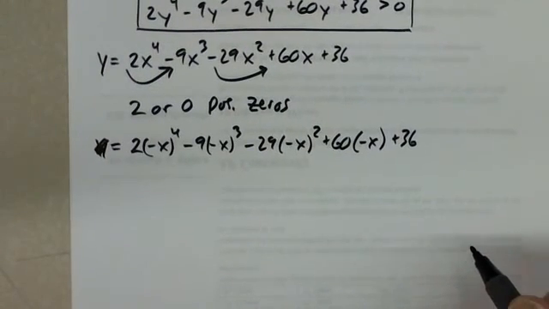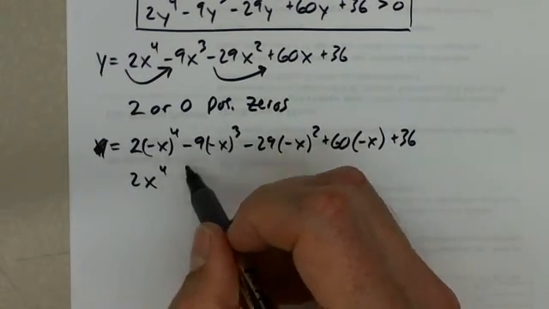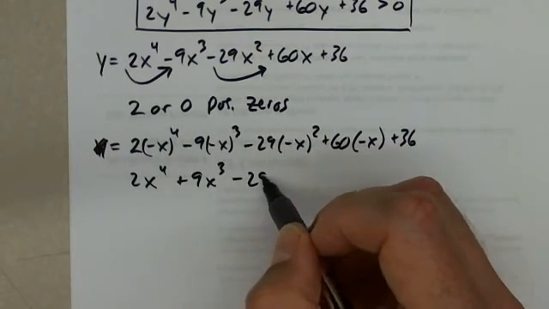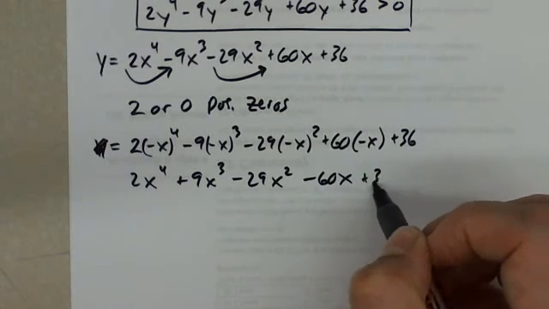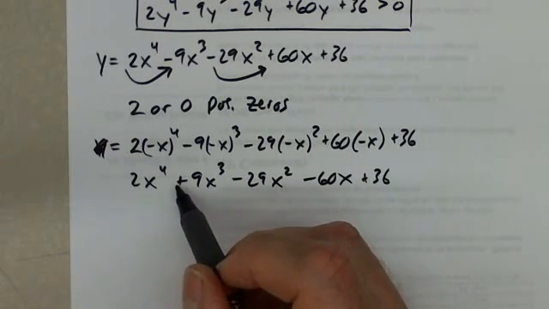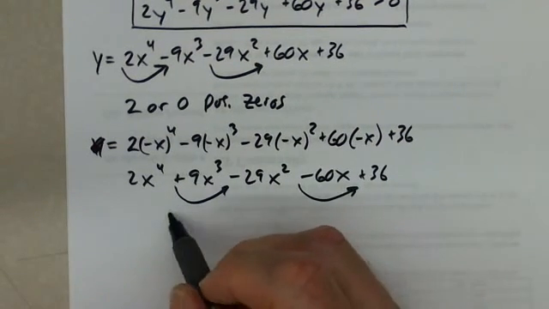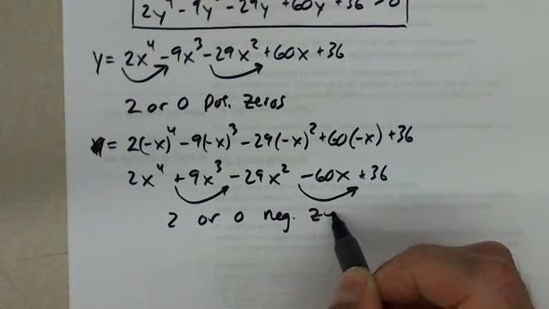All right, and we'll have positive. This will be a negative times a negative. This will be a positive times a negative. That's a negative. So we go positive to positive to negative to negative to positive. So we have 2 or 0 negative zeros.